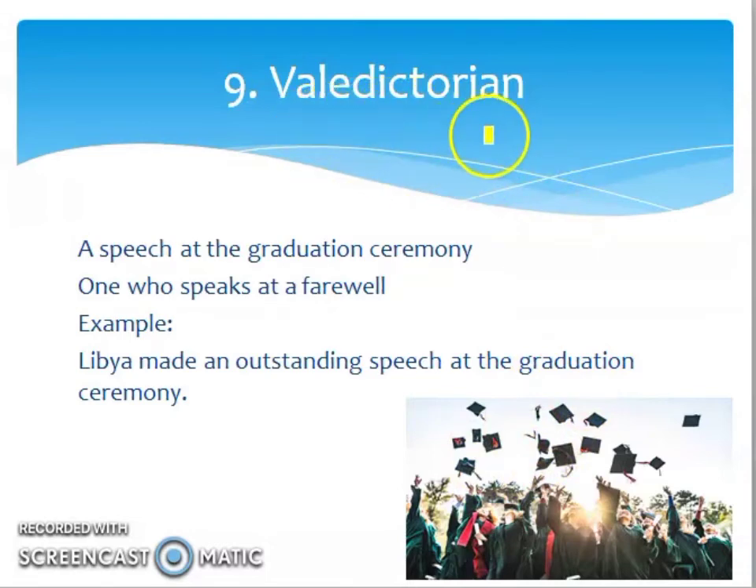So let's use our linguistic knowledge. We have the root word dict, so somehow it could be related to speaking, or to speak about something, to tell something, all right? So to say something. A speech at the graduation ceremony, right? One who speaks at a farewell, so that is valedictorian.